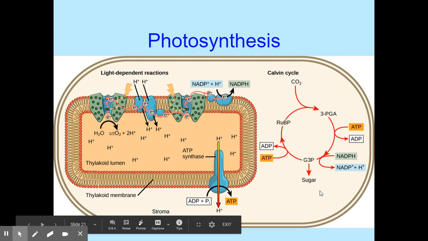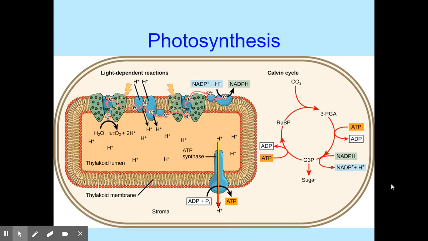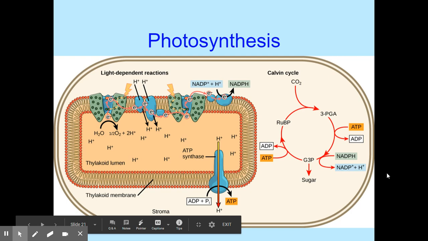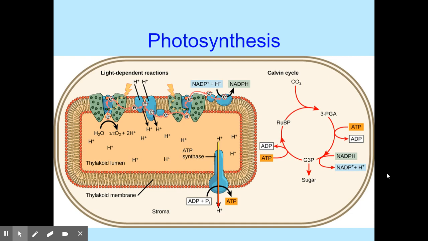Okay? Like I said, if you print these handouts out, make sure to make notes on them, labeling the process and the main points that are happening in each of these reactions. And that is the more detailed look at photosynthesis: what's happening, what we're making, what we're getting rid of, and what the overall goal is.